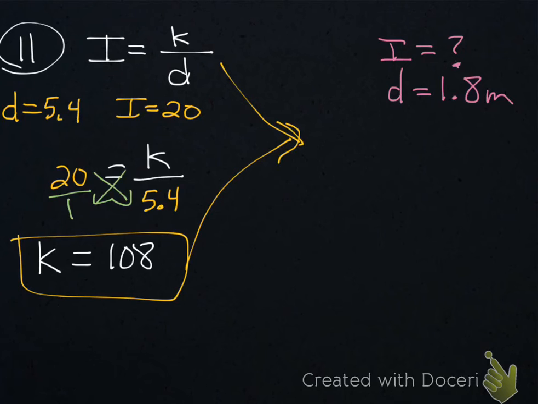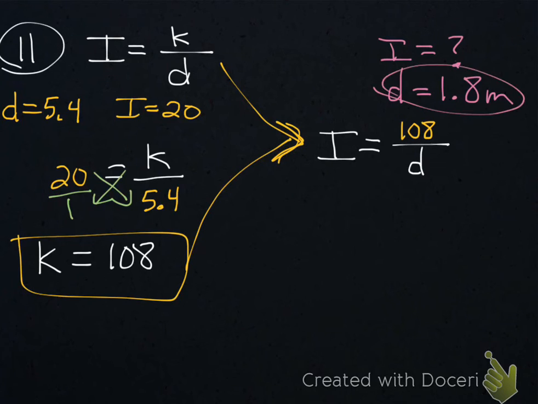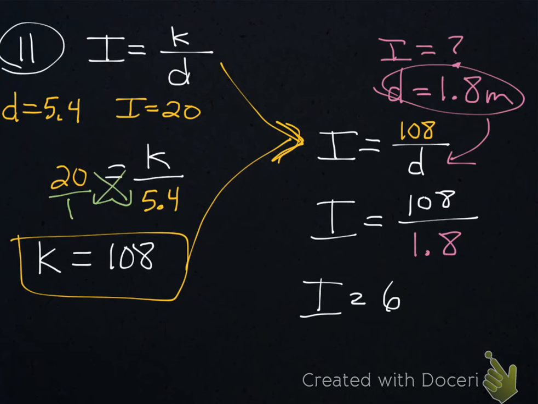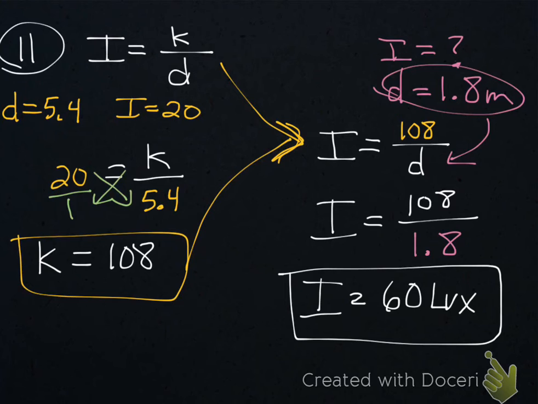Let's take that and plug it into the equation. So I have I equals 108 divided by D. Now we can plug in our second set of criteria to solve. So I have I equals 108 divided by 1.8. This should be interesting. And we get 60. Now what were the units? Oh yeah, they were lux. Make sure you include the units on word problems.